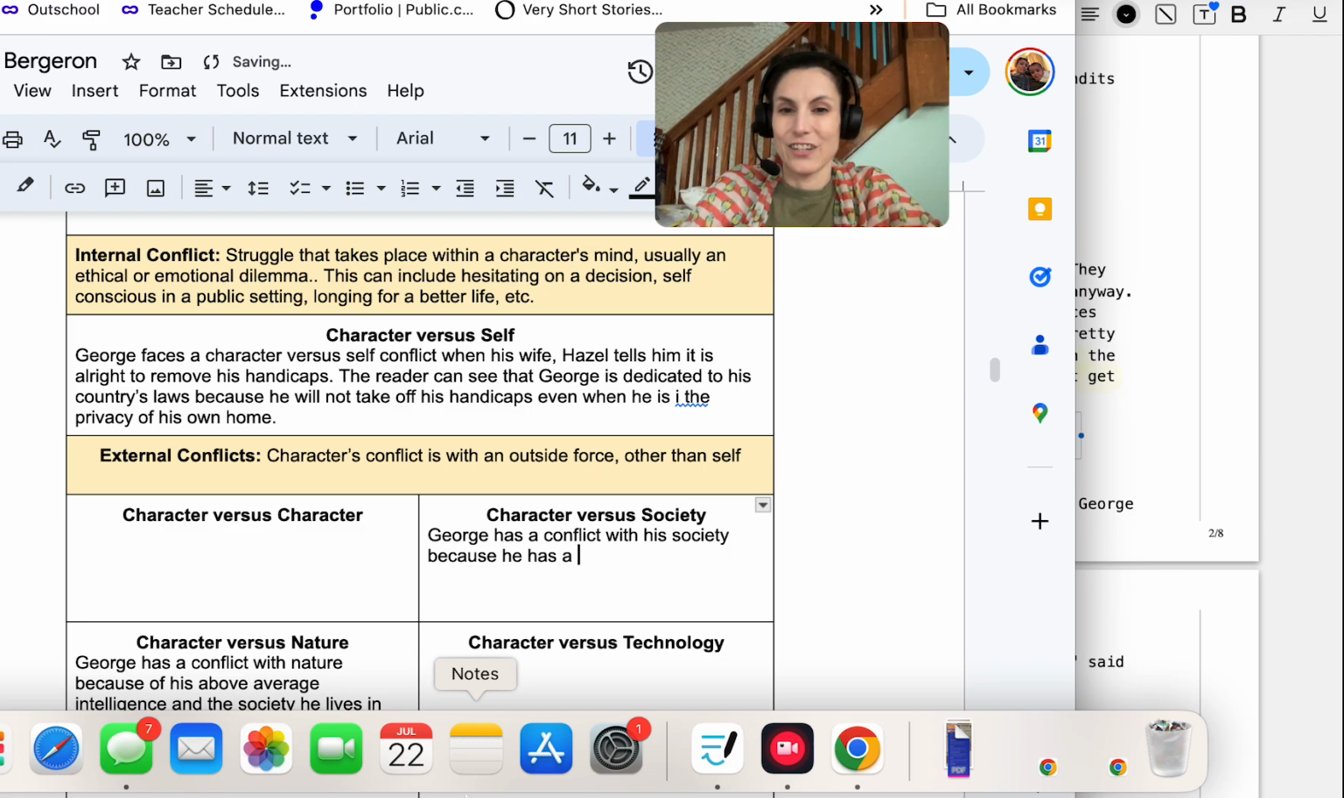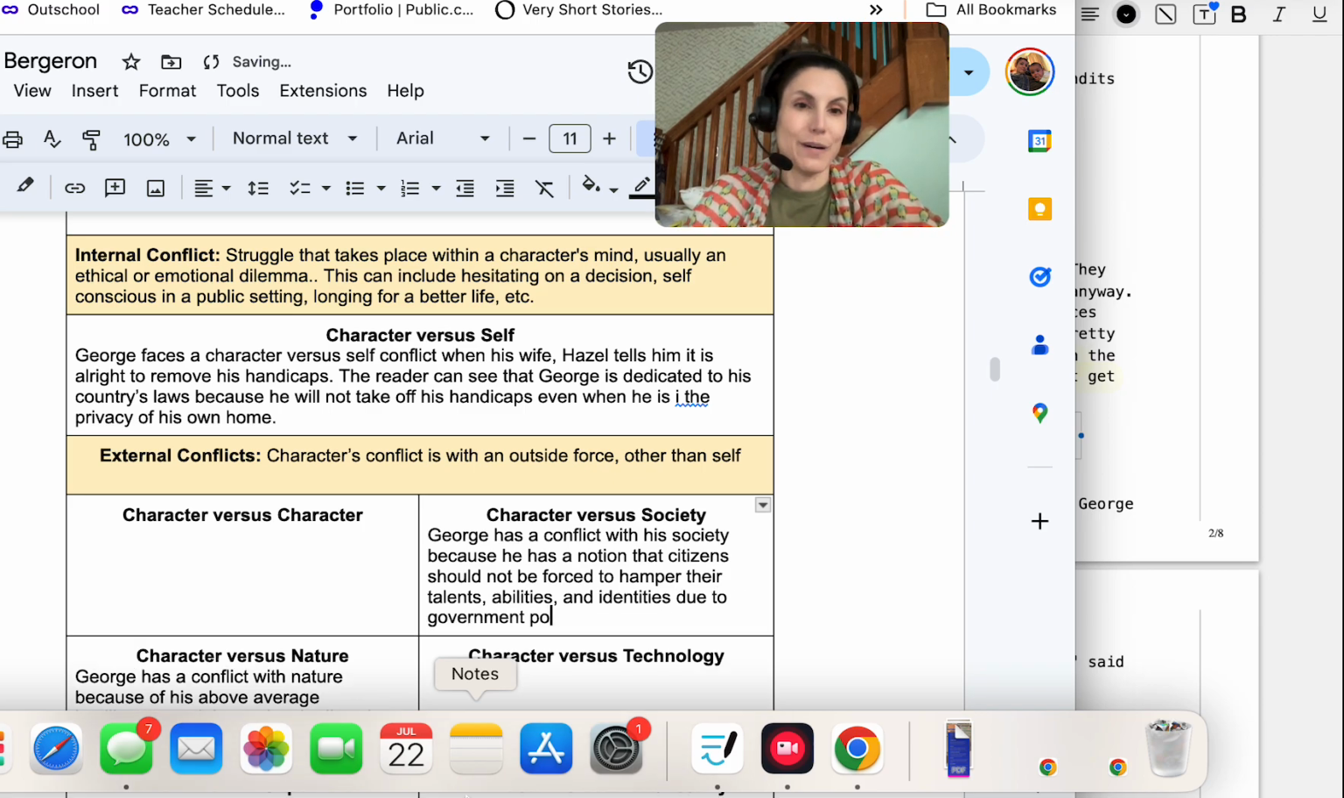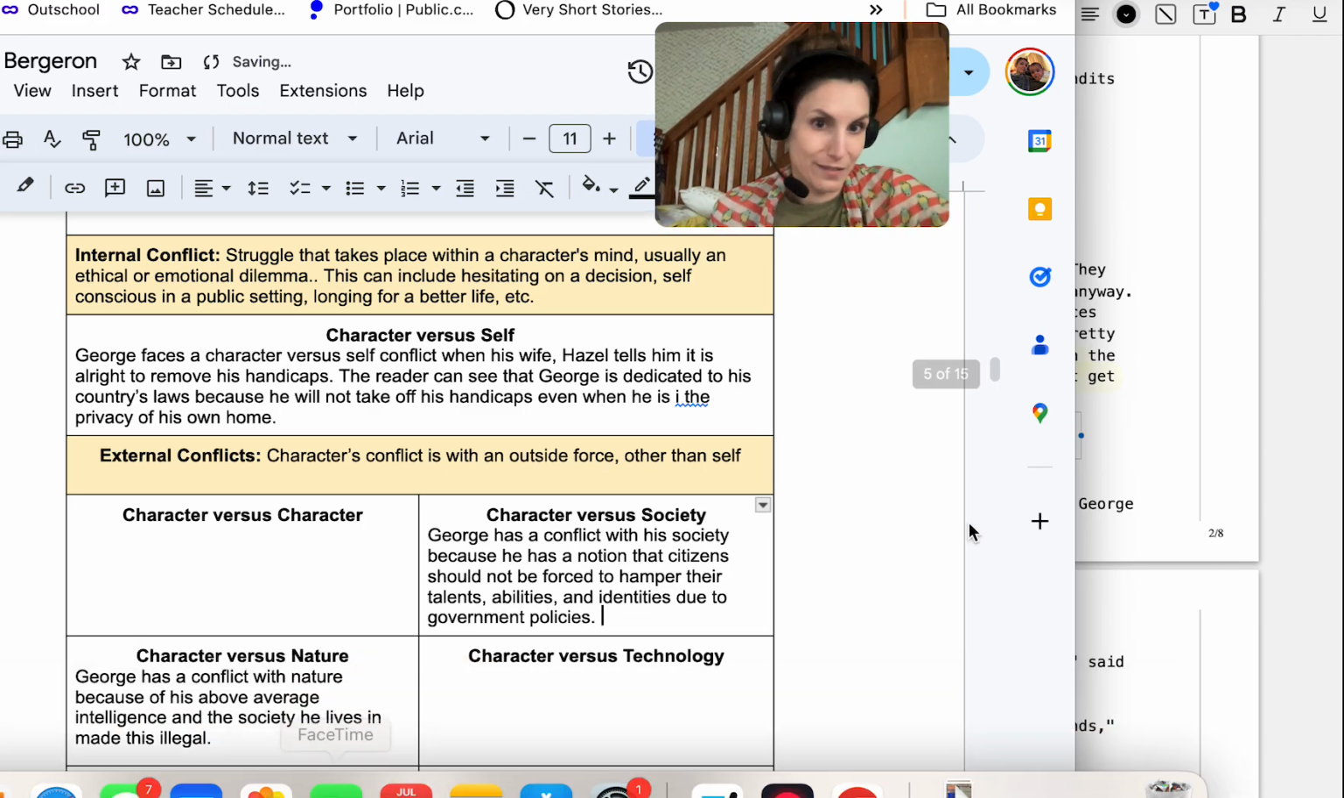All right, so when we say his conflict with society, it's because he has a notion that citizens should not be forced to hamper their talents, abilities, and identities due to government policies. So that would be one.